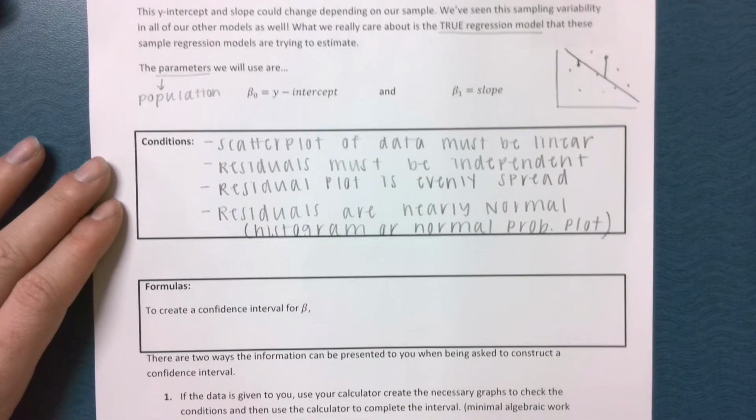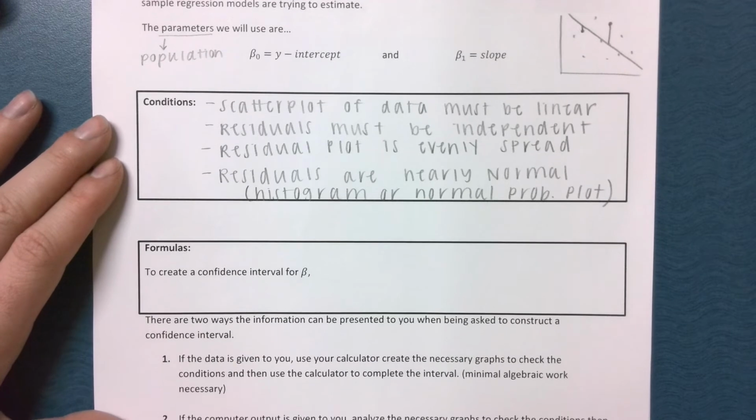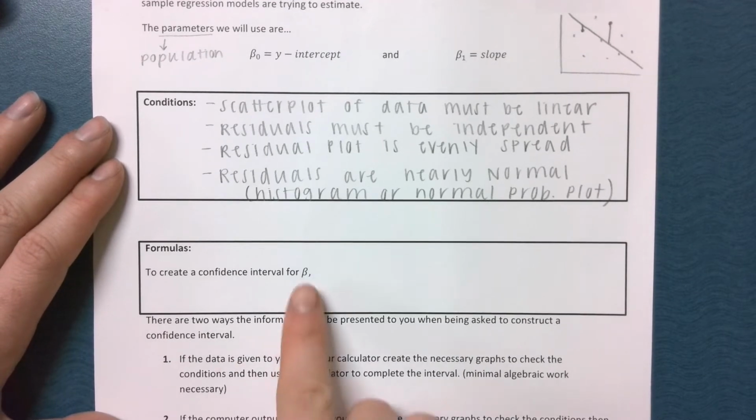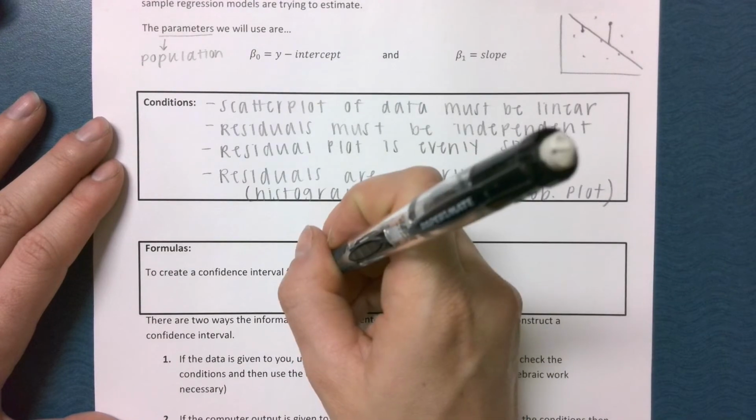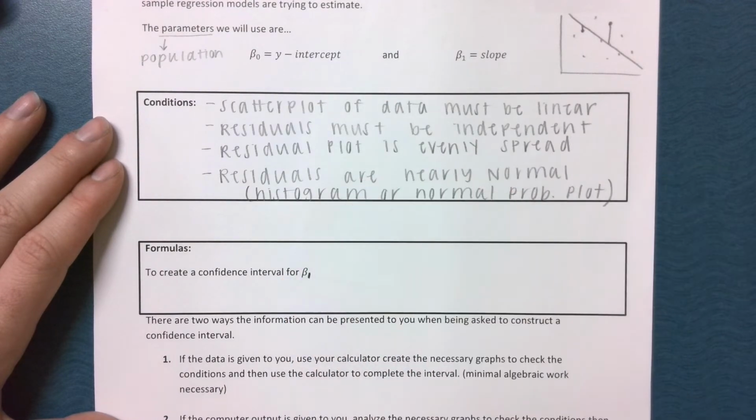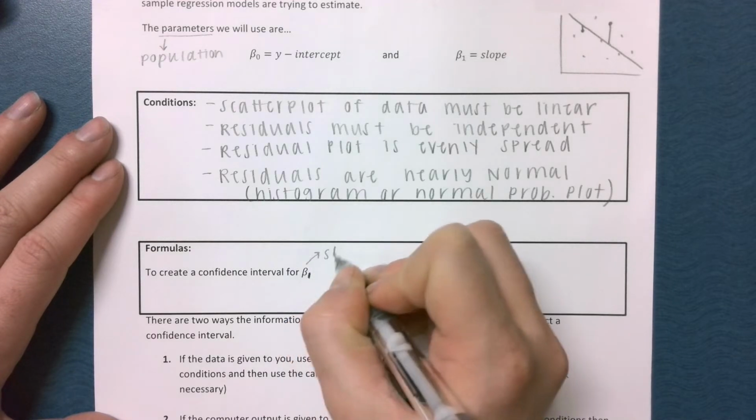All right, the first thing that we'll look at is creating confidence intervals, and what we're doing here is creating a confidence interval for the true slope. So I'm going to change this. Right now it just says beta. I want this to say beta 1. So I'm looking for the confidence interval of the true slope.